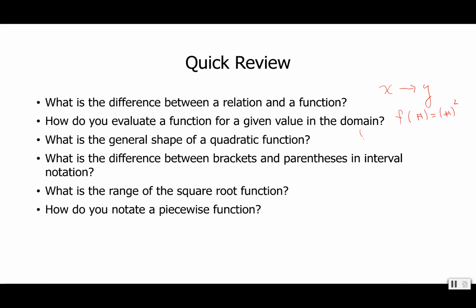What's the general shape of a quadratic function? That one we're going to hit a lot. It looks like that cup shape. Okay. Sometimes you're going to see it points downward instead, but that's special. We're going to worry about that later. Okay, but it has that cup shape.